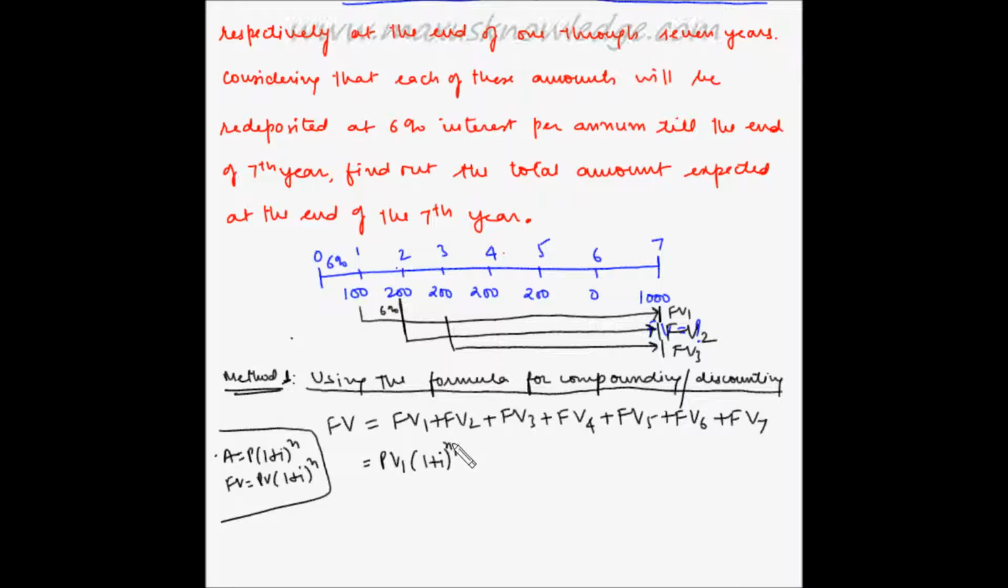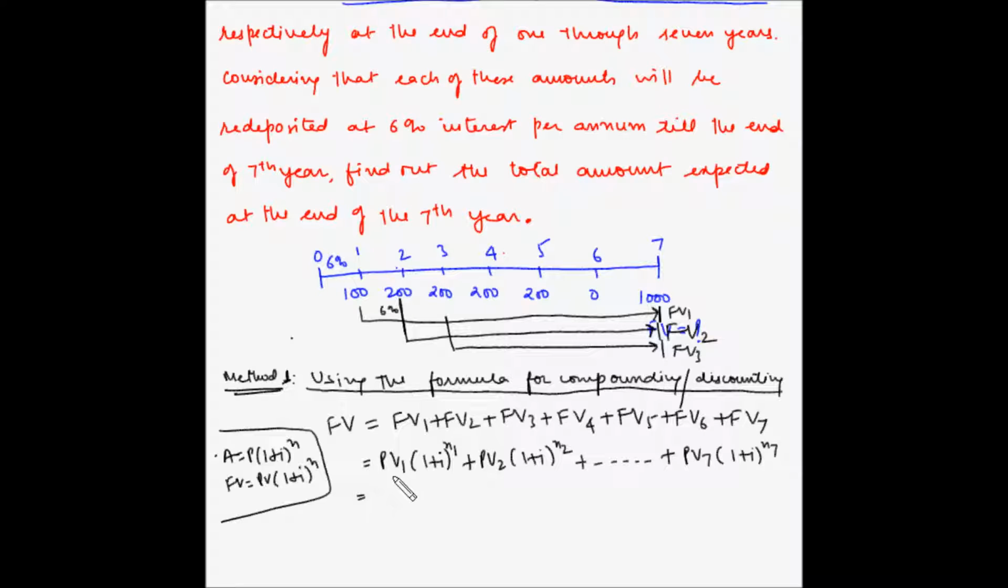I'm calling this n1 because each of these future values will have a different tenure for which they are being compounded. So this 100 rupees will be compounded for 1, 2, 3, 4, 5 and 6 years, whereas this 200 rupees will be compounded for 1, 2, 3, 4 and 5 years and so on. So for FV2 we'll have PV2 into 1 plus I to the power n2 plus and so on, and then FV7 will be PV7 into 1 plus I to the power n7. So let's plug in these values.